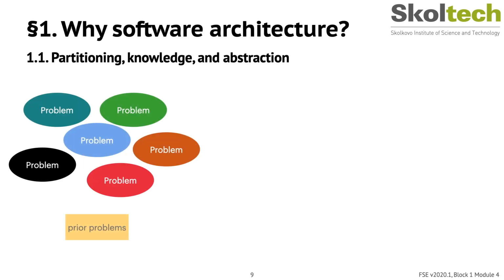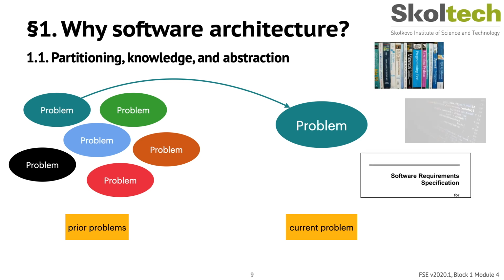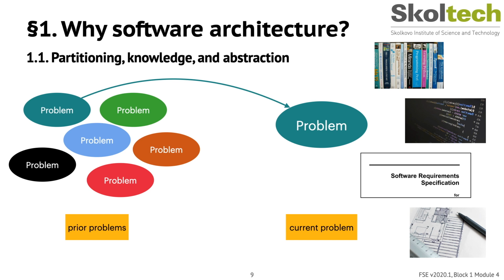Software developers use knowledge of prior problems to help them solve current ones. This knowledge can be implicit know-how or explicitly written down. It can be specific, as in which components work well with others, or general. It comes in many forms, including books, lectures, pattern descriptions, source code, or design documents.